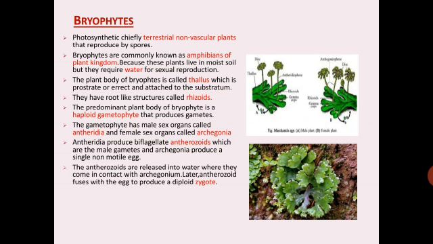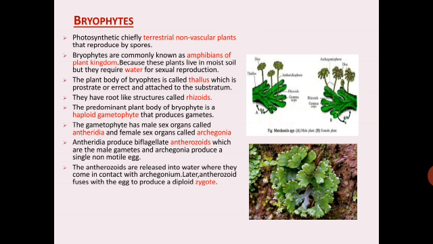The image shown here is of Marchantia. This is the male plant and this is the female plant. Rhizoids are shown beneath, by means of which they are attached to the substratum. The predominant plant body of bryophyte is haploid gametophyte, which will produce gametes. The gametophyte has male sex organ called antheridia and female sex organ called archegonia.